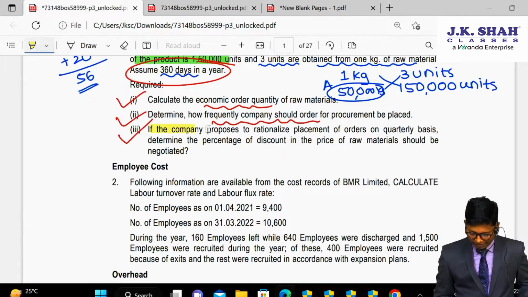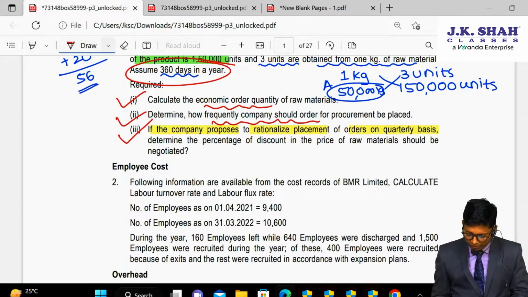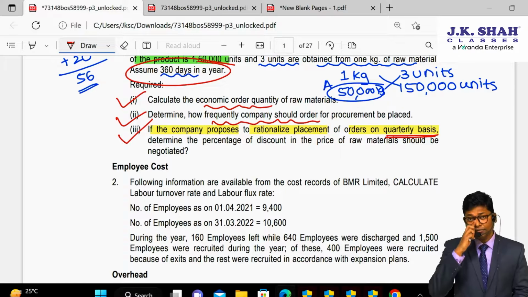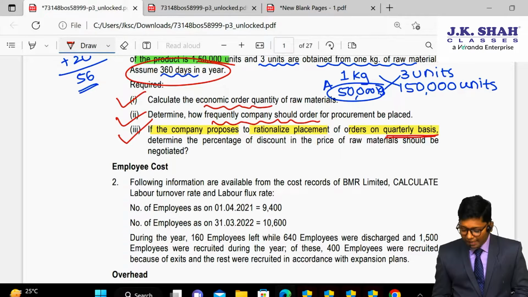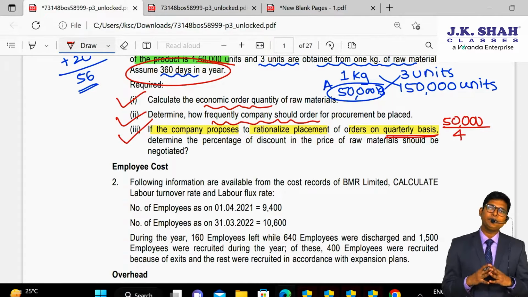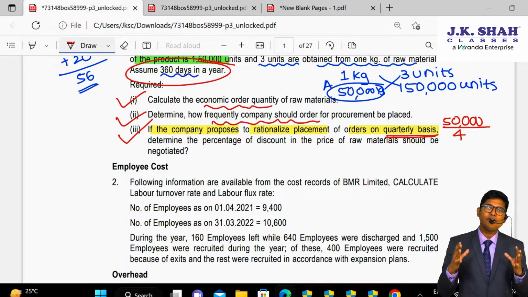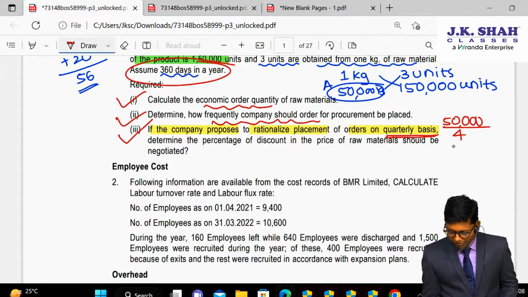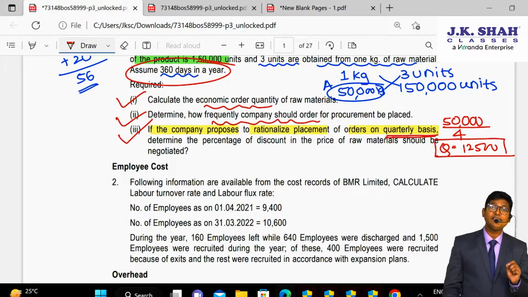The question says, if the company proposes to rationalize placement of orders on a quarterly basis. Now quarterly basis means there are 4 quarters in a year. The entire yearly requirement is 50,000 kg of raw material. If you are planning to purchase this in 4 quarters, 50,000 divided by 4 quarters, that means the company is planning to place the order containing 12,500 kgs at a time.